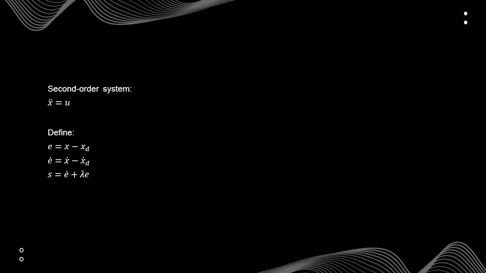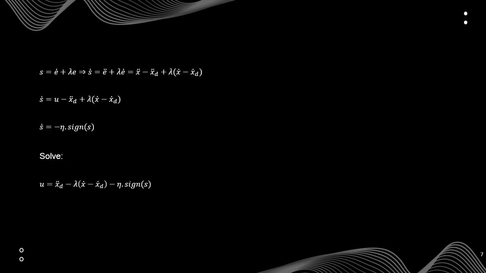Okay, let's consider a basic second order system. Our error is the difference between actual and desired position and velocity. The sliding surface is a combination of error and derivative. We derive the control input by taking the derivative of the sliding surface and substituting system dynamics. Then we enforce stable dynamics on S and solve for U.